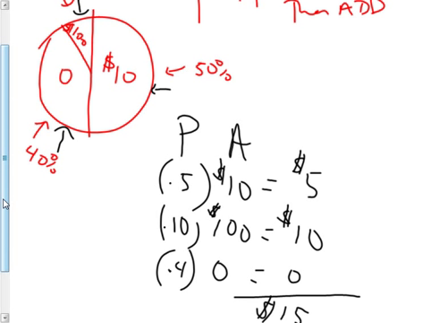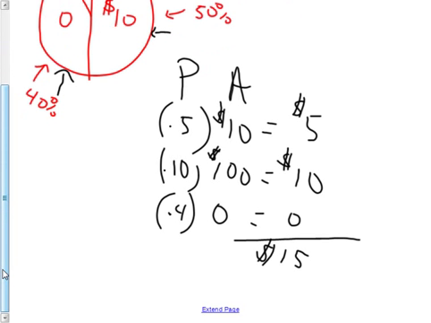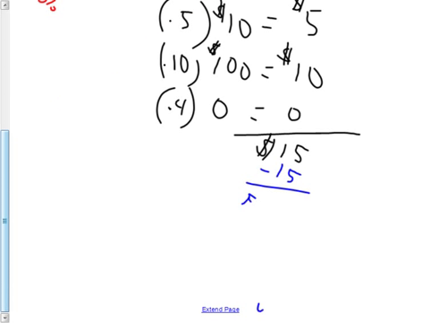Because you're expecting to win 15 bucks, but you paid 15 bucks to play, so you're going to win nothing. So if they tell you an amount, you have to subtract that to see what your expected value is. So if they said it costs $15 to play, then your expected value would be 15 minus 15, nothing. This is what it was worth to play.